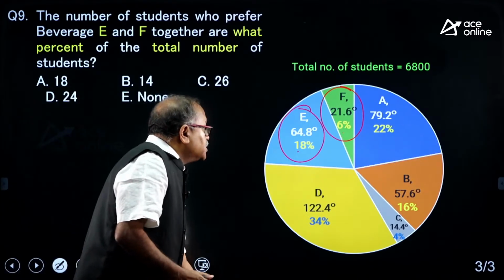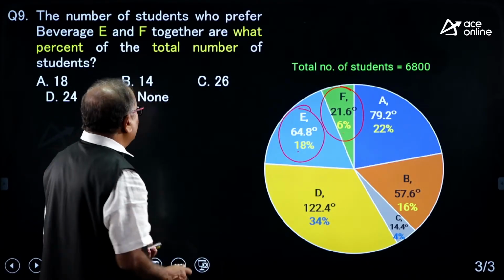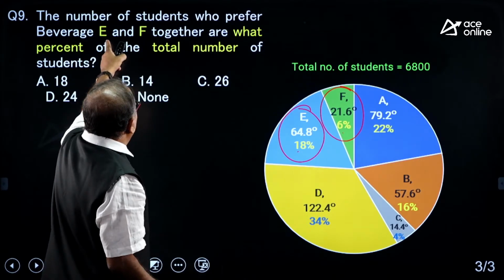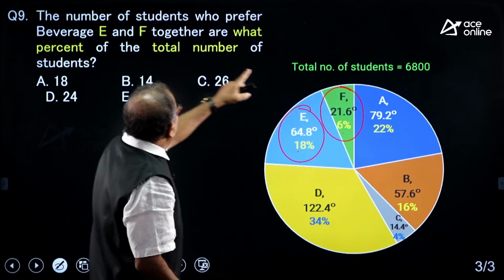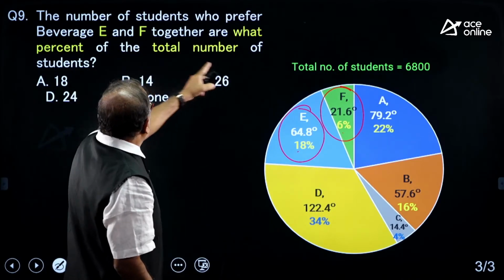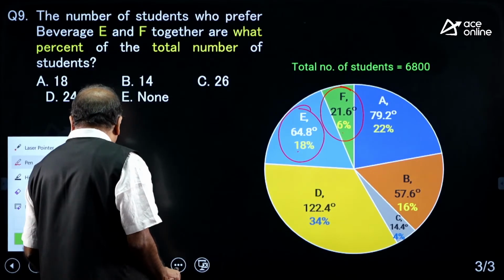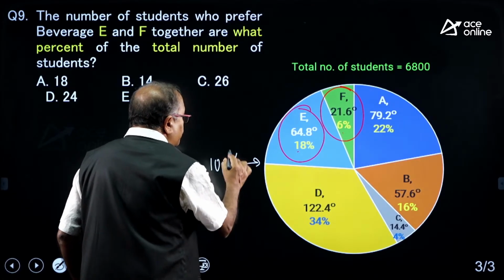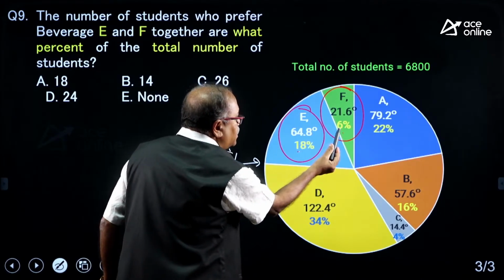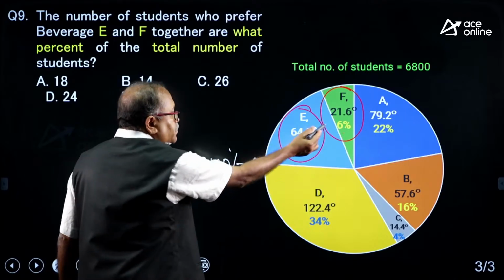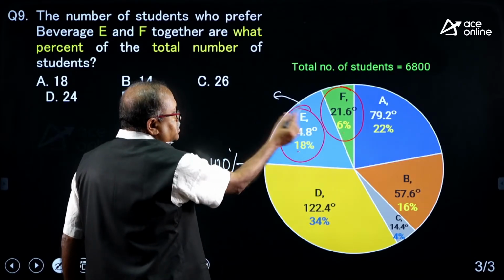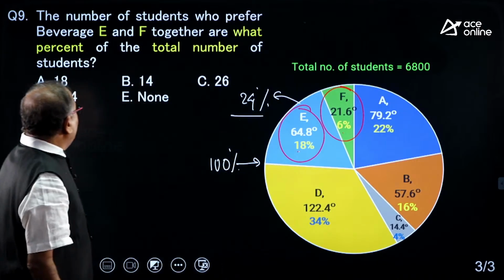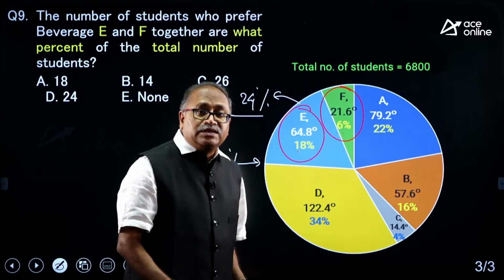Yes, my dear friends, if you want to go through the question again, the number of students who prefer beverage E and F is what percentage of the total number of students. In terms of percentage, the overall is always 100%, out of which this is 18 and this is 6. That means my required percentage is 18 plus 6, which is 24%. That is the overall answer. The option choice is D.